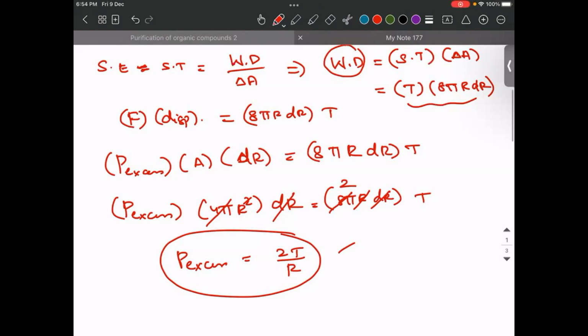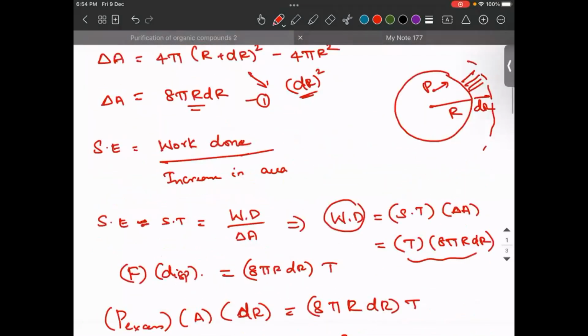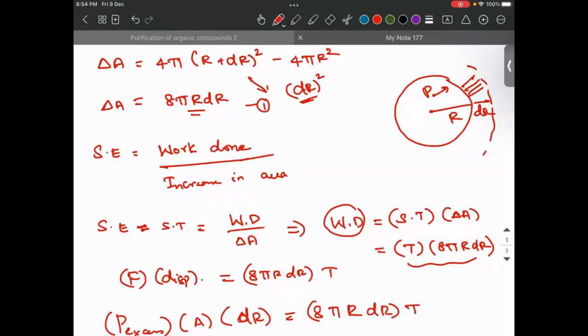Guys, am I clear? So I'll tell you what are the steps I followed. Listen to this carefully. First, we need to calculate the change in area. Then we wrote the mathematical expression for surface energy. The surface energy depends on the work done per increase in area. Then we told that mathematically surface energy is equal to surface tension. So work done will be equal to surface tension multiplied with delta A, and delta A is going to be 8 pi r into dr.